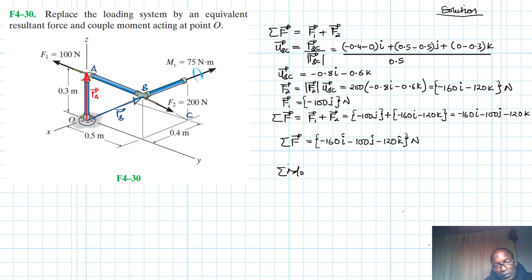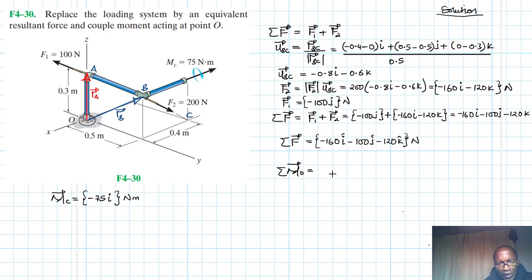So we have moments about point O. Mind you, this couple moment MC is also going to be equal to minus, it is in the x direction, minus 75 I, okay, 75 I Newton meters.